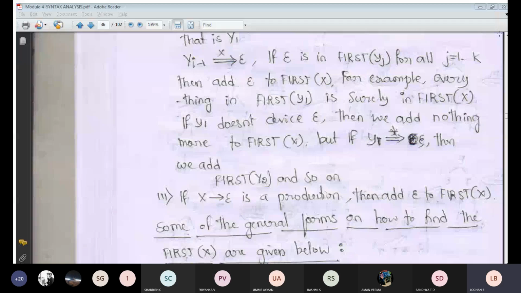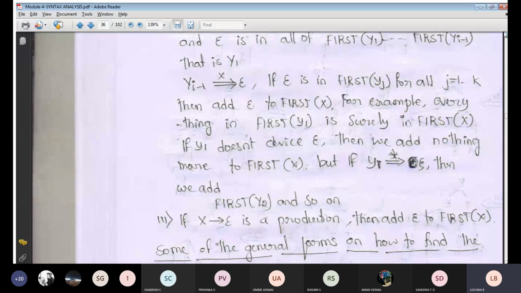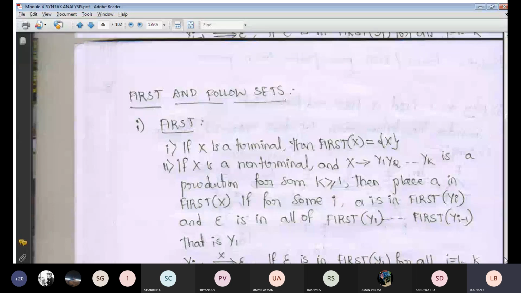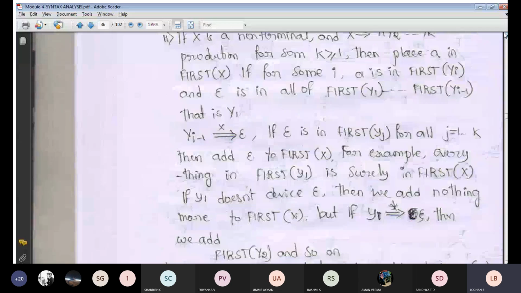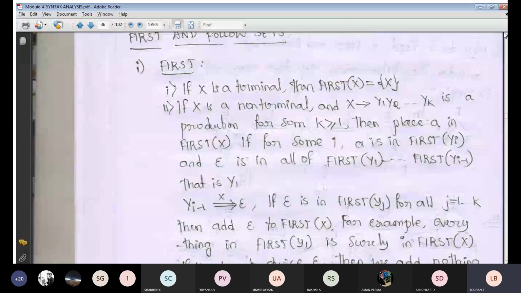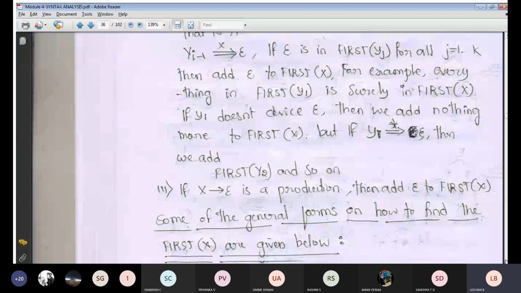This is the notes that was sent to your group. What I want to say is, this is what we will be discussing in today's class, first and follow sets. To solve the first set problems, we will be applying 3 steps here. I'll repeat once again. Can you see here? First one: if X is a terminal, then first of X is equal to X. If it is a non-terminal, we will use certain cases, substitute, and arrive at the solution. Third, if it is an epsilon, we will add epsilon to the first. So we will start solving the problem.